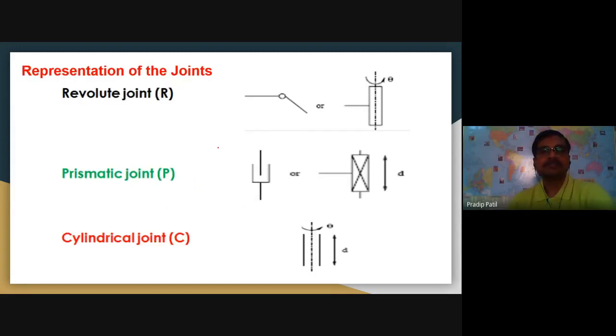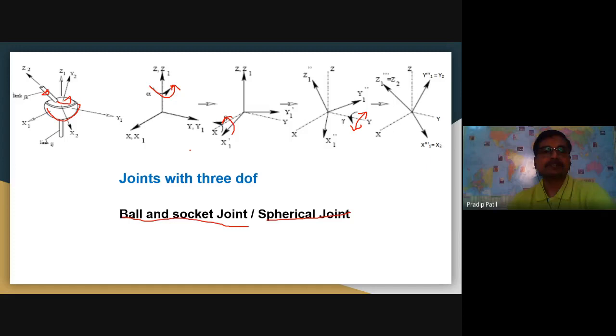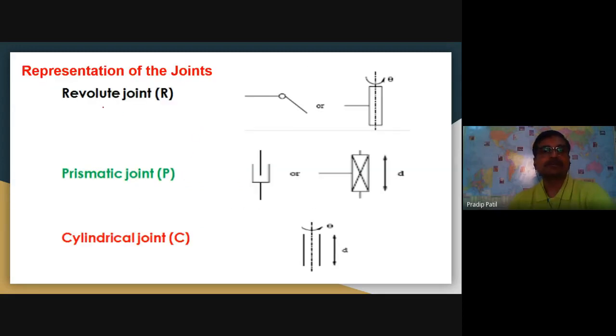Now, when we want to represent these joints, which I have discussed with you earlier, a revolute joint can be represented by two links connected by a circle, or it can also be represented by a rectangle, providing a variable theta. A prismatic joint is represented by a dashpot arrangement like this, or by a rectangle with a cross, provided with the translation possible. A cylindrical joint is represented by a pipe-like arrangement providing 2 degrees of freedom. One is a translation, another is a rotation.